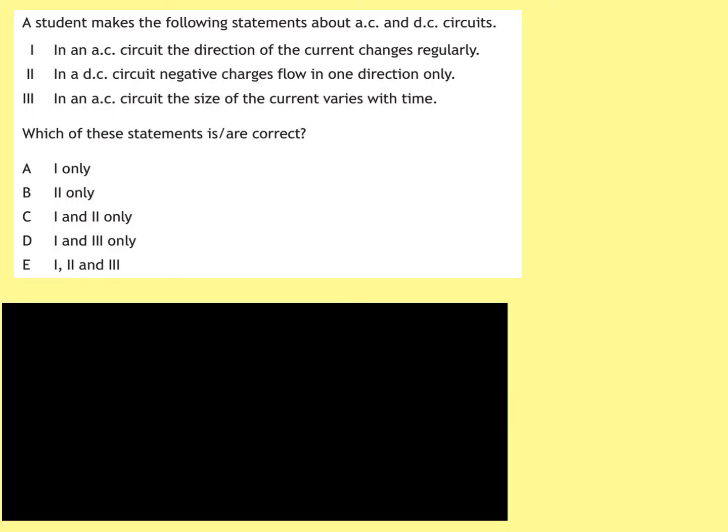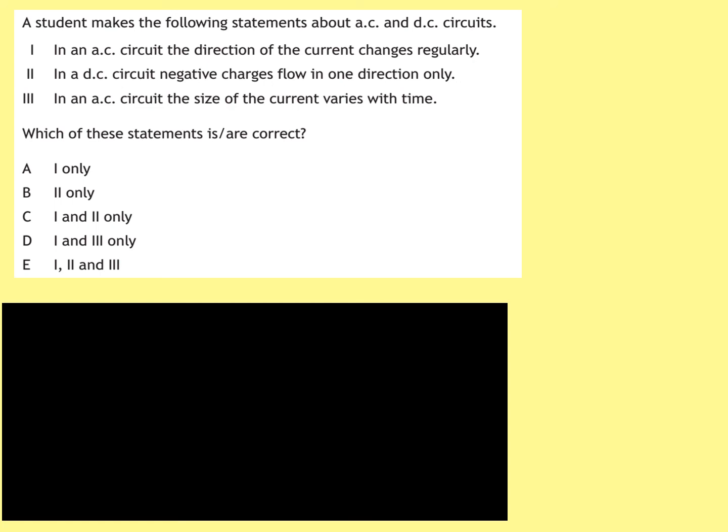Here's a past paper question. A student makes the following statements about AC and DC circuits. Statement 1: in an AC circuit, the direction of current changes regularly. In a DC circuit, negative charges flow in one direction only. In an AC circuit, the size of the current varies with time.